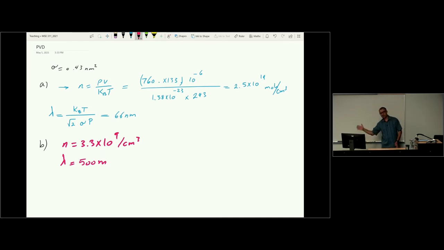And this goes back to the issue that we mentioned earlier, that these are line-of-sight processes, right? So the particles go from the source to the substrate in a straight line if you do them under high vacuum.